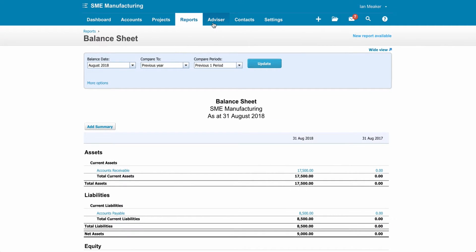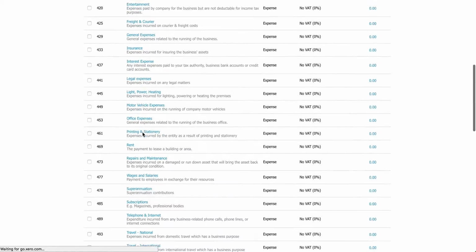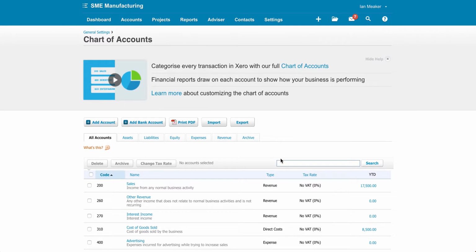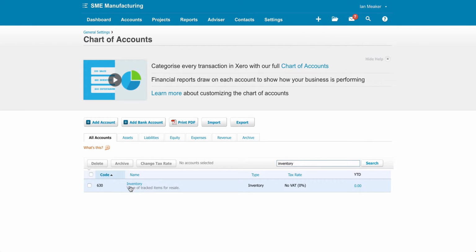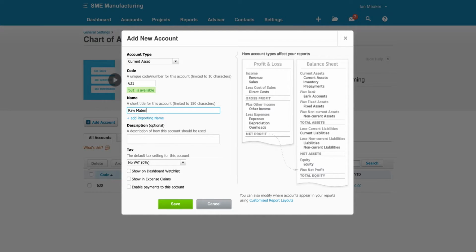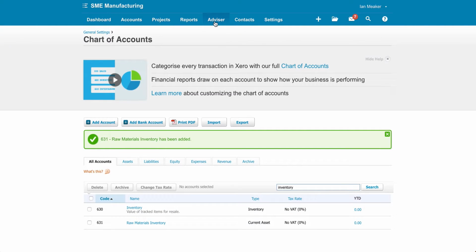So if we want to essentially reverse that out, what we need to do is we need to check what accounts we've got, and we need to make sure that we've got an inventory account. Now, if we have a look here, let's search for that. So we've got one inventory account. That's more for Xero's built-in use. What I'm going to say is I'm going to put it down as a current asset. I'm going to pick the next number up, so 631, and I'm going to call this raw materials inventory. That's great. Put that in.